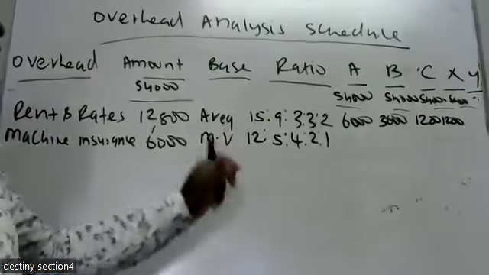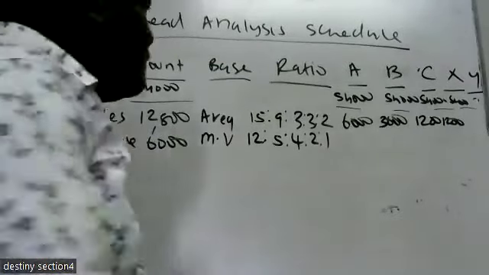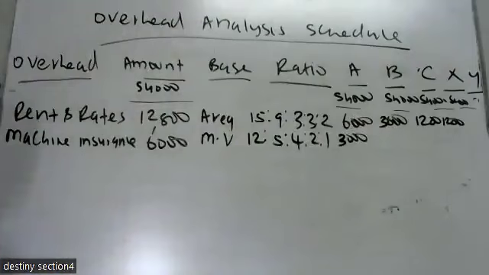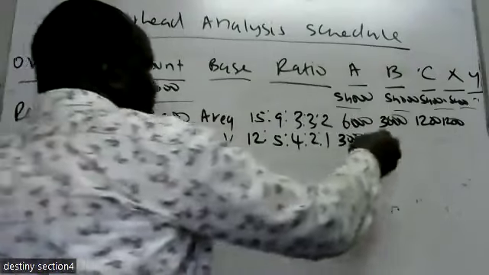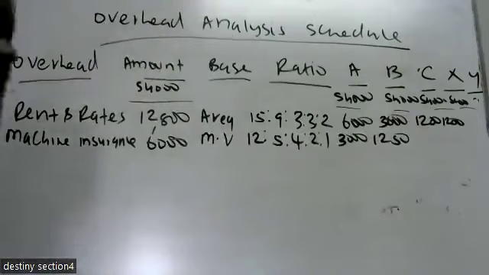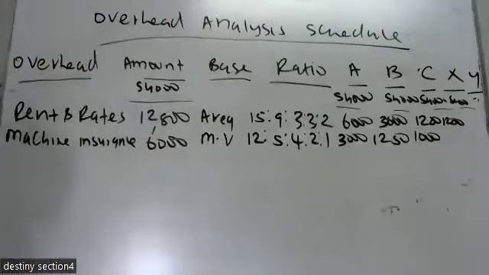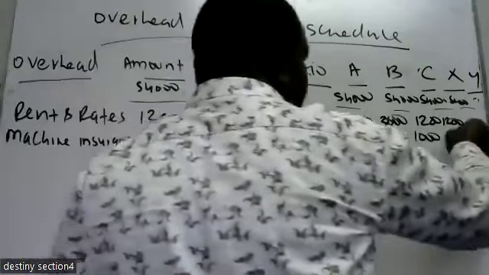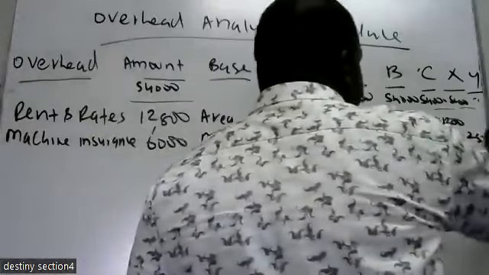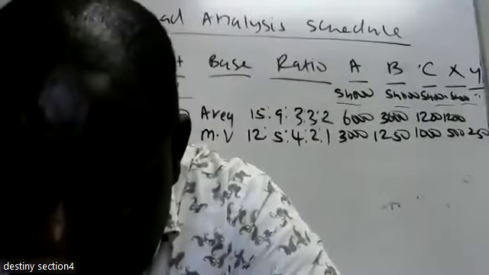Yeah, so now you take 12 divided by 24 multiplied by 6,000. 3,000. So this will be 3,000. Then you get 5 divided by 24 multiplied by 6,000. 12,000. Then C, 1,000. Then X, that is 500. How about Y? 250. Y should be 250. So that's now how to apportion the machine insurance.